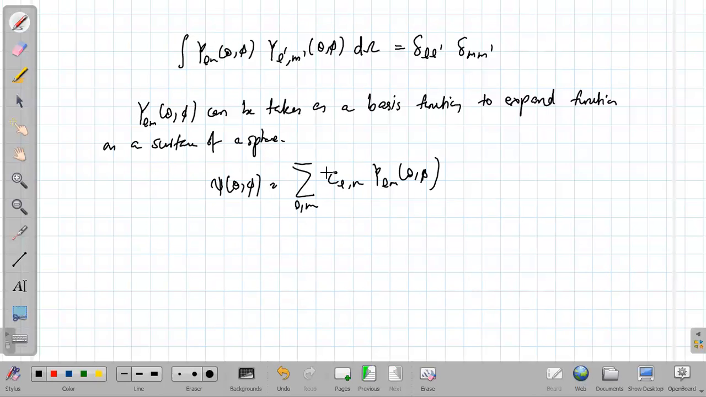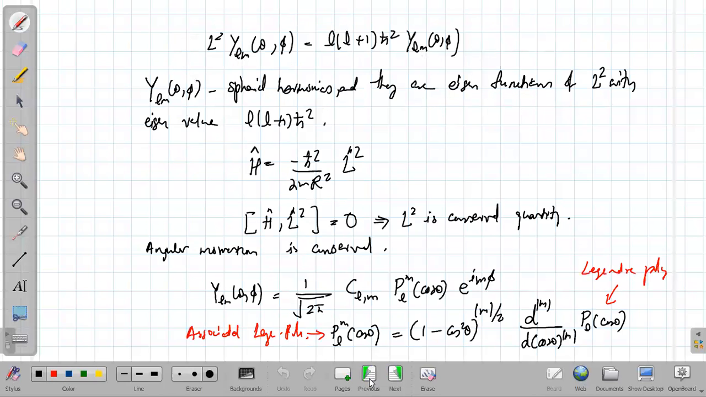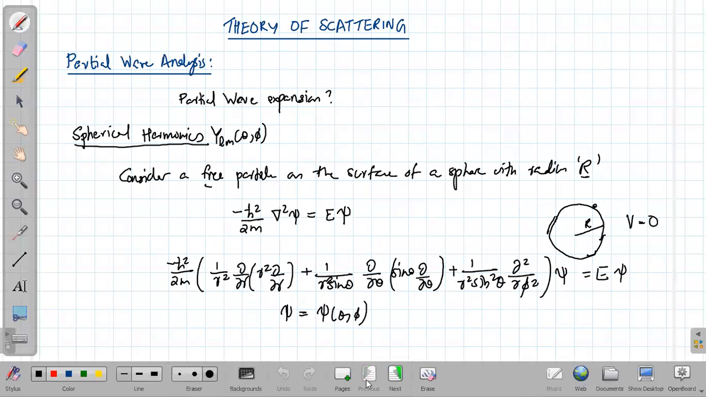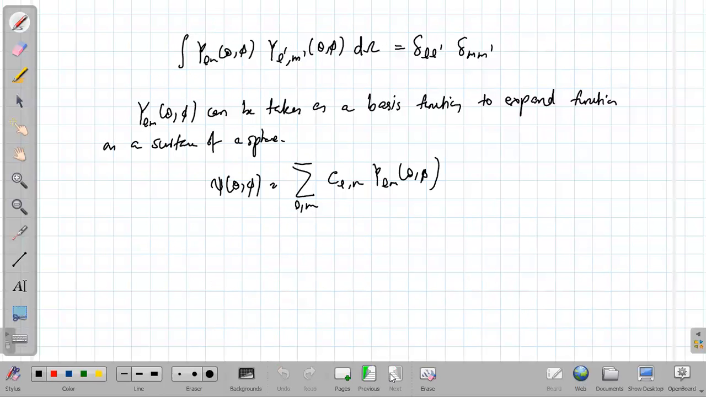So this is the mathematical expression of this particular statement. This is just a simple revision of the spherical harmonics. That is not enough to know what the partial wave expansion is going to be. In order to know the partial wave expansion, we should take a problem with a particle in a potential. So consider a particle in a potential, and suppose the potential is spherically symmetric.